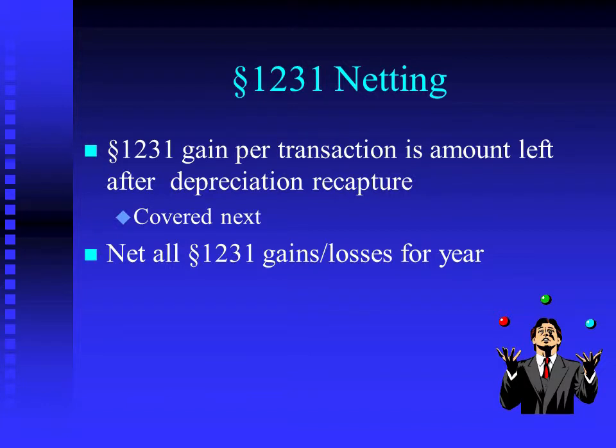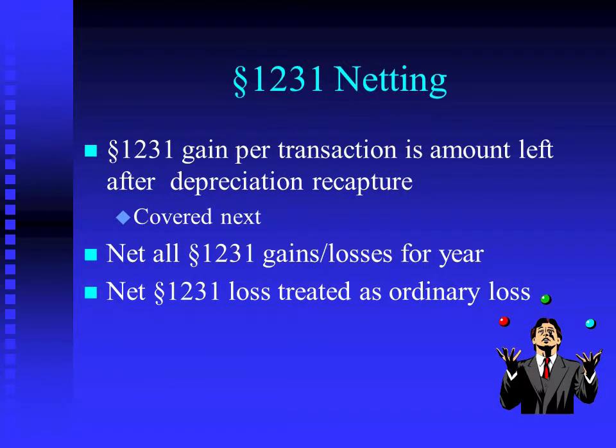So once you've determined how much 1231 gain or loss each of your 1231 assets are generating, then you add them all up and you net them. If you have a net 1231 loss, you get an ordinary loss. Remember, the goal here is for the government to encourage investment by trying to offset some of the risk. A capital loss is a terrible thing to try to use.